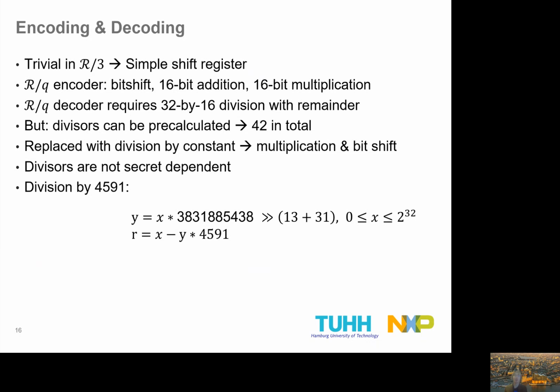Below you can see an example for division by 4,591. We take the value of x which we want to divide, multiply it with this big integer, do a bit shift, and then we're done. And this is valid for all values of x that are between 0 and 2 to the power of 32. To get the remainder, we simply multiply the result by 4,591, subtract that from x, and then we have our remainder.